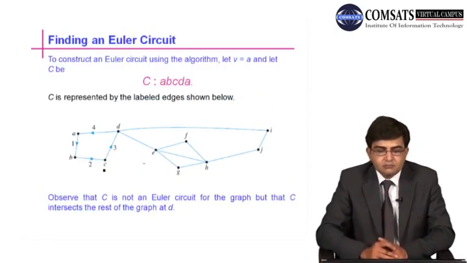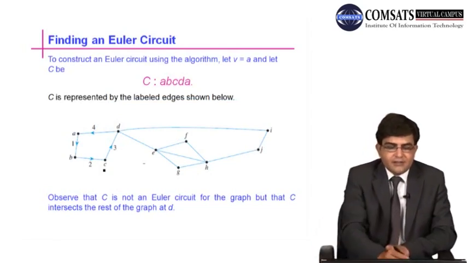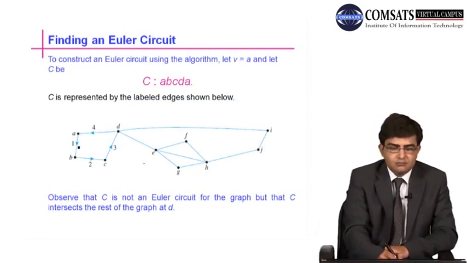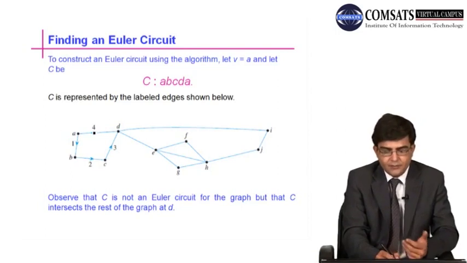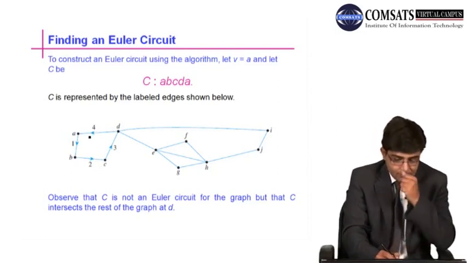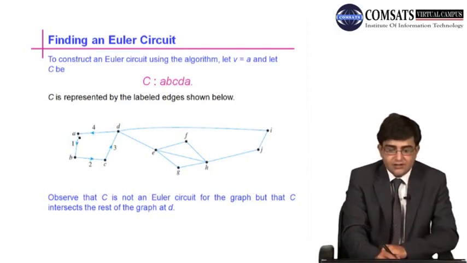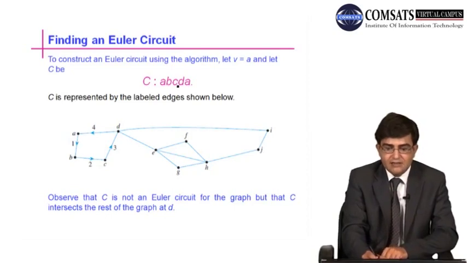For example, here we have constructed edges, we call them H1, H2, H3, H4, so that there is not any confusion. So we construct a circuit C which is A, B, C, D, A. So this is a circuit which starts from A and ends at A.